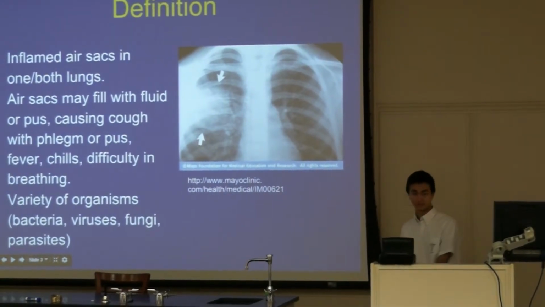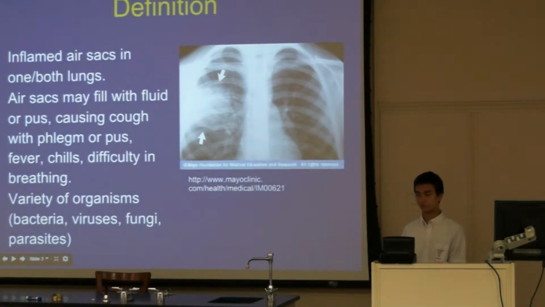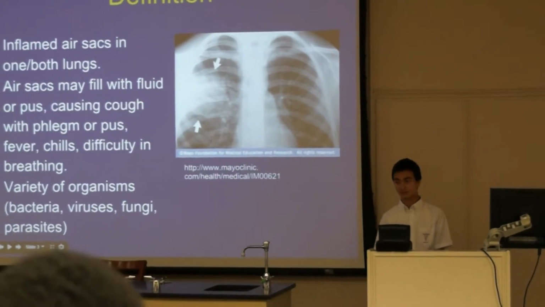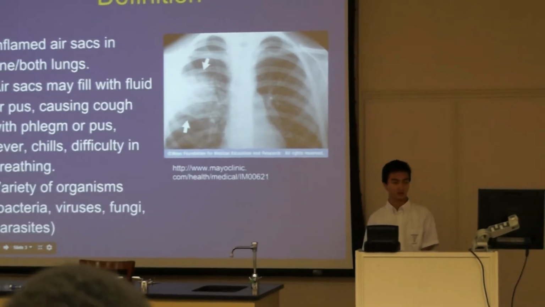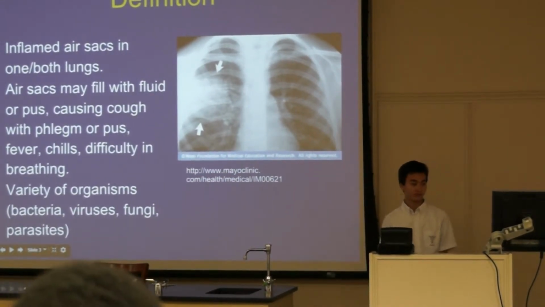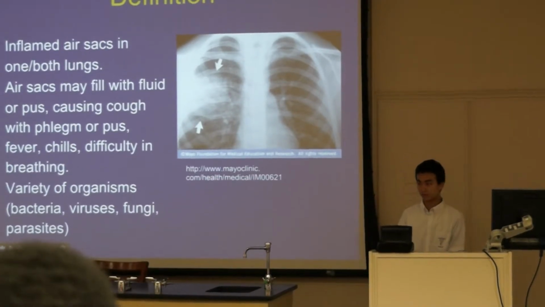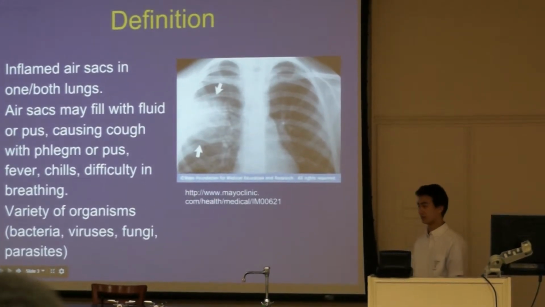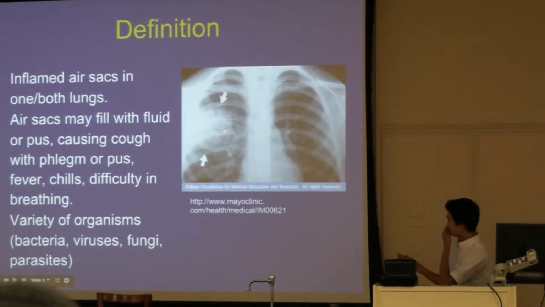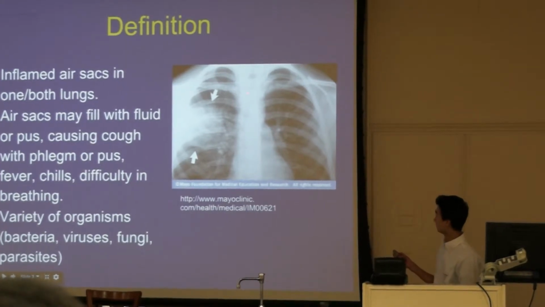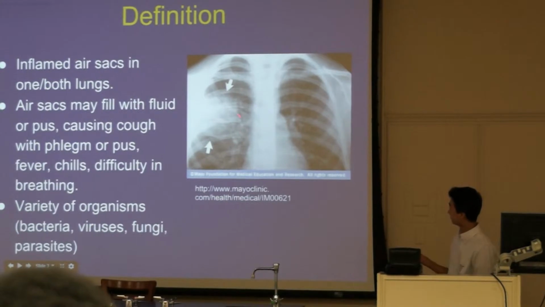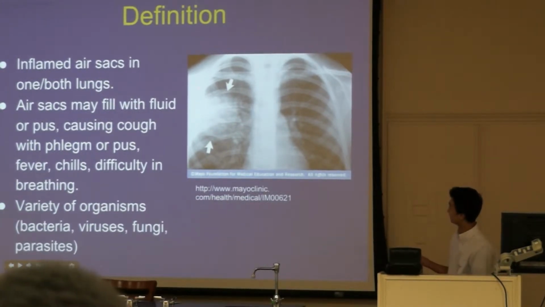The definition of pneumonia is when one or both lungs become inflamed or the air sacs become inflamed, and the air sacs may fill with fluid or pus, causing cough with phlegm or pus. It can also cause fever, chills, or difficulty in breathing. A variety of organisms can cause pneumonia, such as bacteria, viruses, fungi, and parasites. This is a picture or x-ray of a chest that has been infected with pneumonia. This little blurry part shows inflammation.